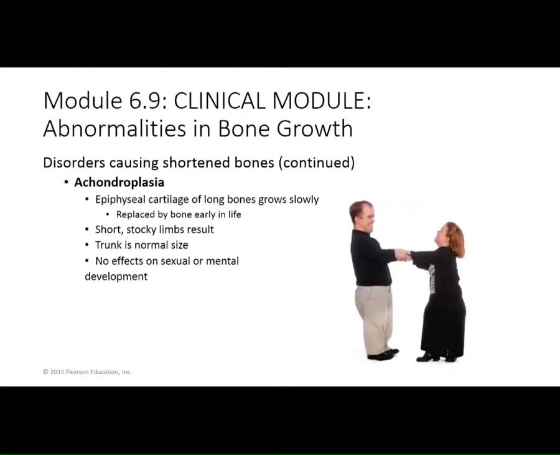Achondroplasia is a specific genetic condition where the epiphyseal plates of long bones grow very shortly, but their trunk is of normal size. So these folks have normal trunks, but very short arms and legs, very short appendages, and no effect on any other point. So now we have TLC shows, right, with these folks.